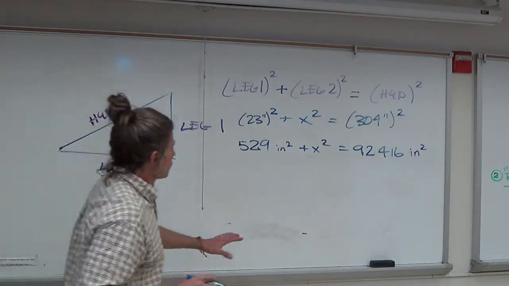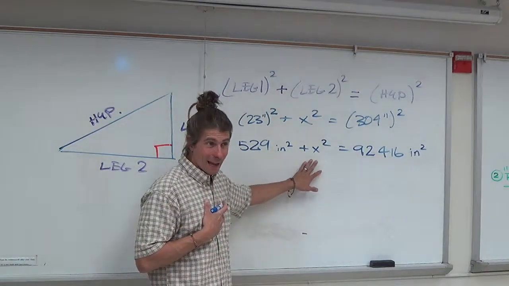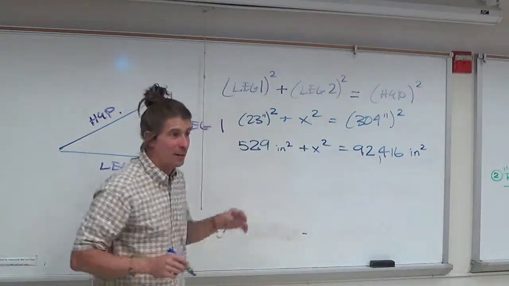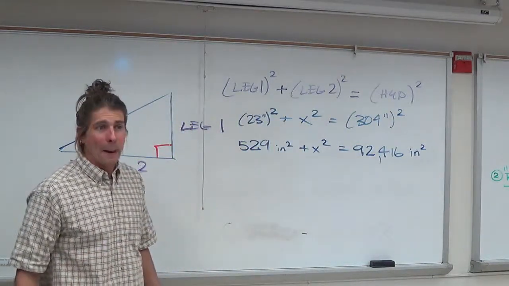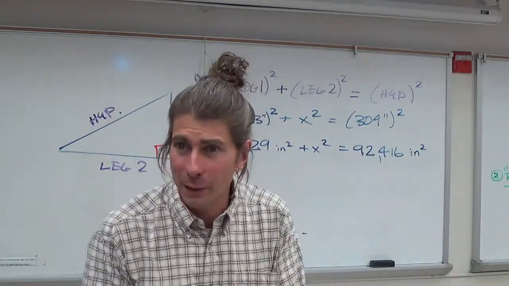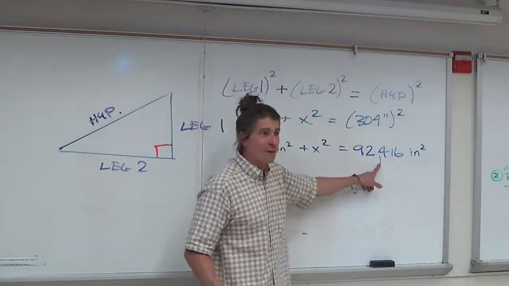So now you've got this x squared, the only variable you have to deal with. And you've got to deal with this 92,416 square inches and this 529 square inches over here. Can we now solve? This is a quadratic equation. I know it's a bastard move, but can we deal with it? God bless us, yes. Take this guy away from that guy.